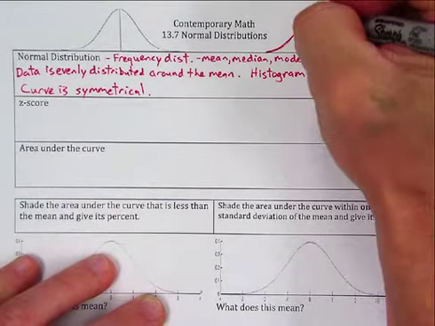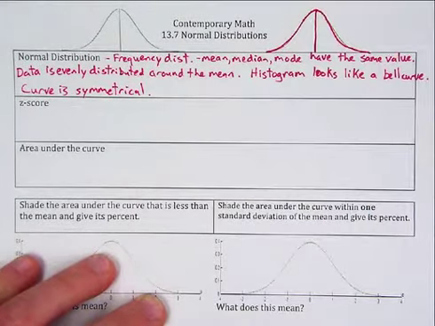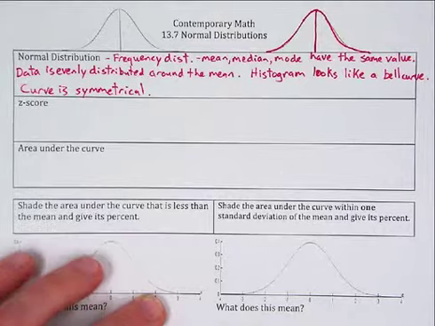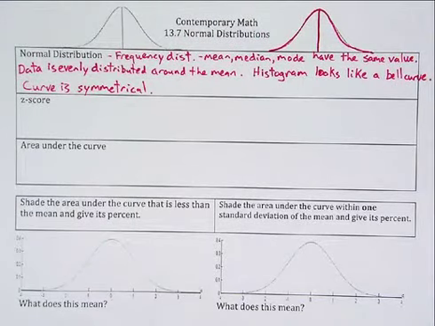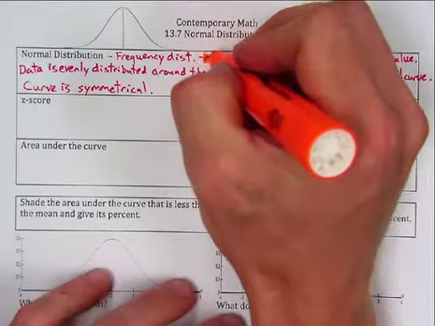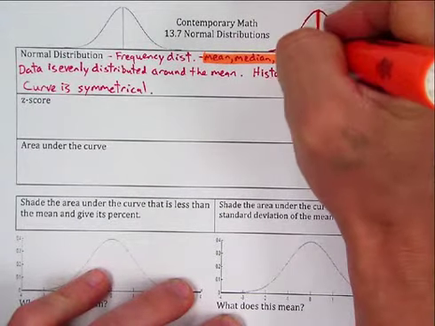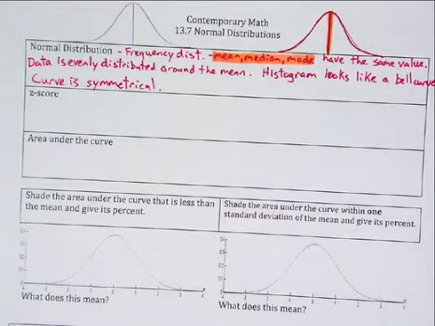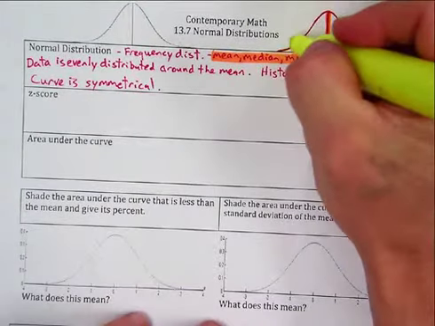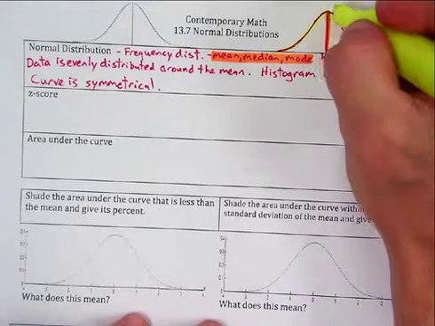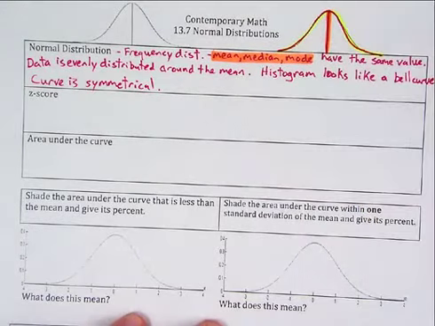This line right here represents the mean, the median, and the mode. So all three of these values would be the same, and they would be right here in the center. And because it's symmetrical, we know that this side over here on the left is going to be the same as the side on the right here.